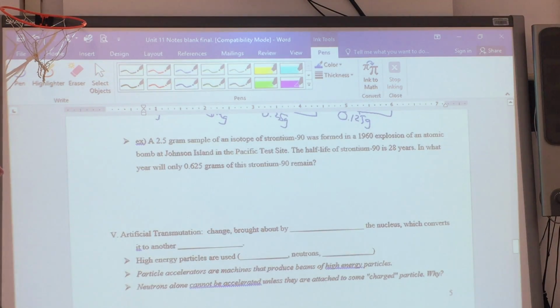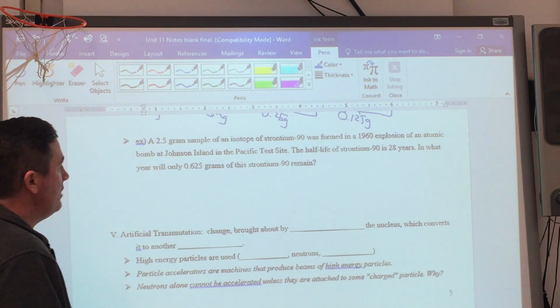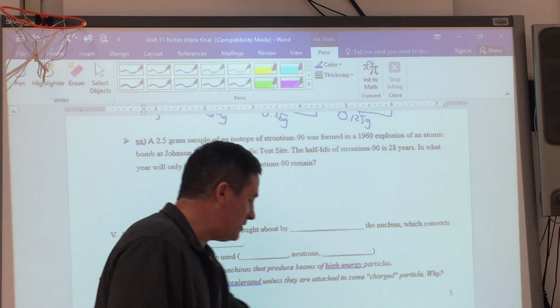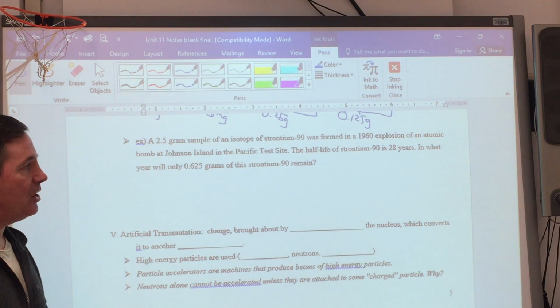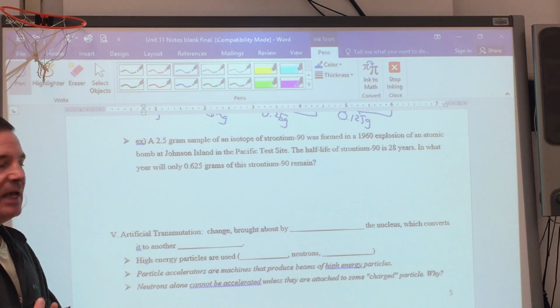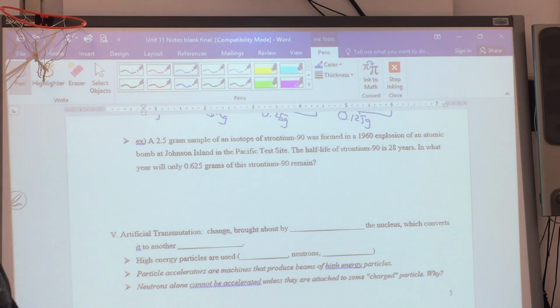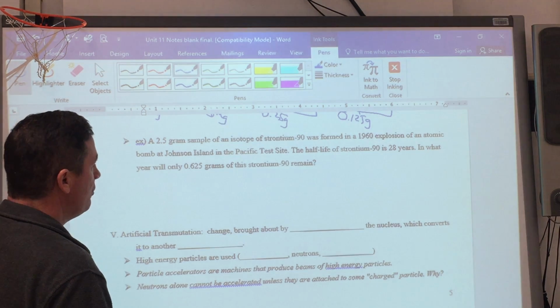A 2.5 gram sample of isotope strontium-90 was formed in a 1960 explosion of an atomic bomb at Johnston Island in the Pacific test site. Early experiments of nuclear explosions were done in the Pacific, Bikini Island, and then they would test them afterwards. Not a lot of life going on there after such explosions. The half-life of strontium-90 is 28 years. In what year will 0.625 grams remain?